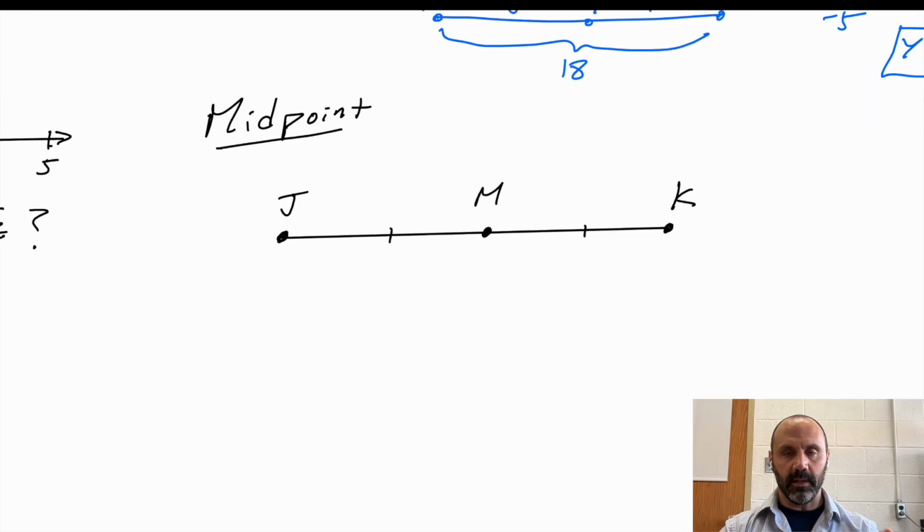And now the last thing is just the definition of a midpoint. So a midpoint is a point on a line that divides the line into two congruent segments. Okay, and so here, just the way that I have this marked out, M is the midpoint of segment JK. I have these tick marks to indicate that segment JM is congruent to segment MK.